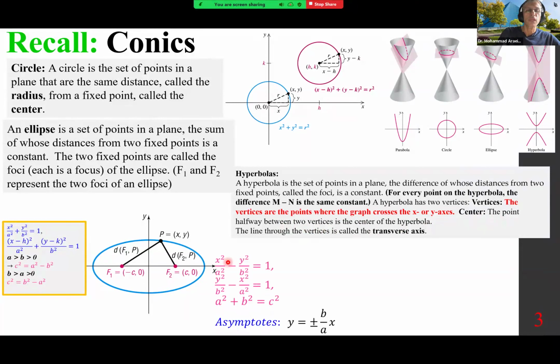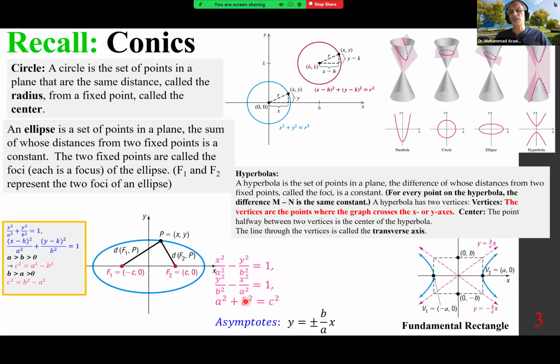The formula is x squared over a squared minus y squared over b squared equals 1. Very similar to an elliptical formula, but there's a negative here. And I'm going to keep the b squared under y squared, even if we have y squared over b squared minus x squared over a squared, because this way, the formula for the asymptote doesn't change. It remains as y equals plus or minus b over a times x. And because c is always larger than both a and b, a squared plus b squared is equal to c squared. Whether it opens sideways or up and down makes no difference.